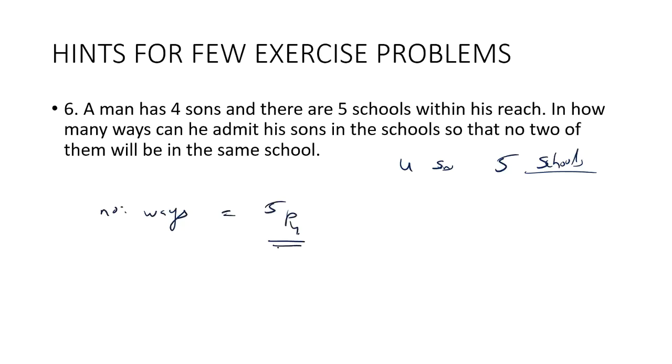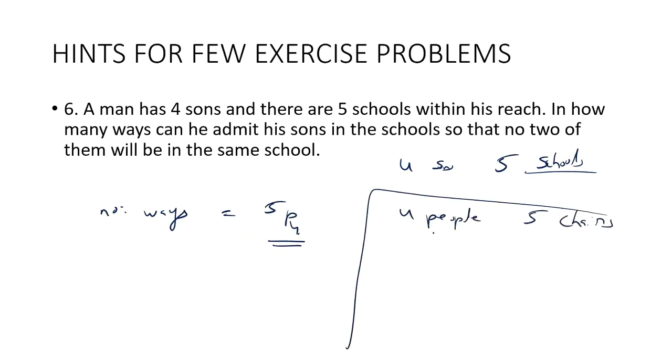Why the answer is 5P4 means, we have already seen this question. There are 4 people and 5 chairs. In how many ways can you arrange these 4 people in 5 chairs? Since we cannot make 2 people sit in the same chair, we have to arrange these people in 4 different chairs. So here also we have 4 sons and 5 schools, and the condition is we have to admit these 4 sons in different schools. So this problem is same as this problem. We have 4 people and 5 chairs. Number of ways of arranging these 4 people in 5 chairs is 5P4.